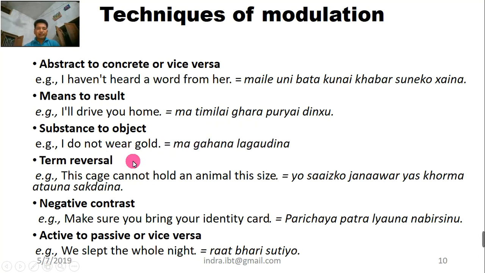Term reversal. For example, "this cage cannot hold an animal this size" can be translated as यो साइजको जनावर यस खोरमा अटाउन सक्दैन. So here the words have been transposed. Here terms are reversed. Negative contrast. "Make sure you bring your identity card" can be translated as परिचय पत्र ल्याउन नबिर्सिनु. नबिर्सिनु is negative contrast. Active to passive or vice versa. "We slept the whole night" can be translated into Nepali as रातभरि सुतियो, passive voice.